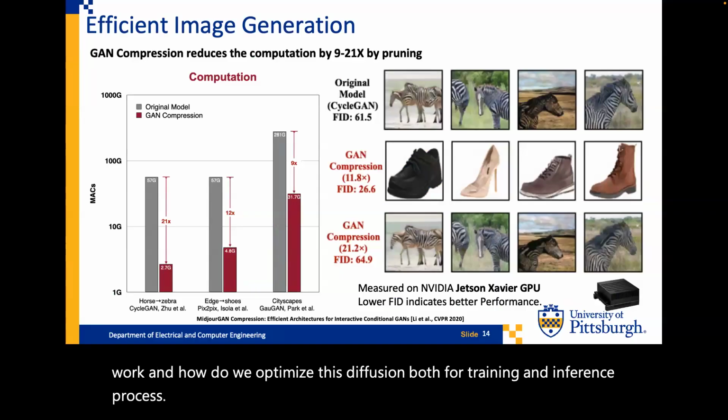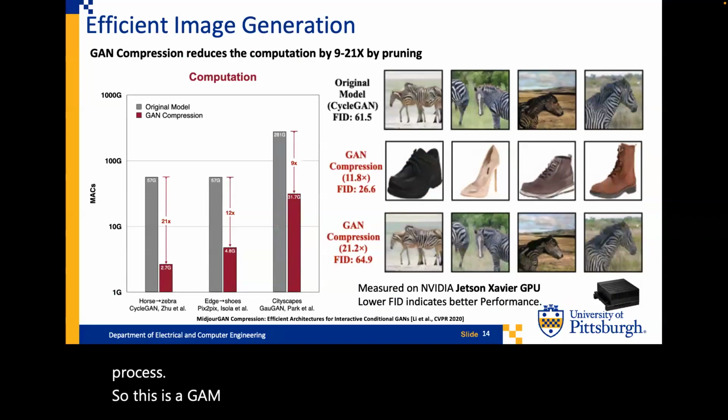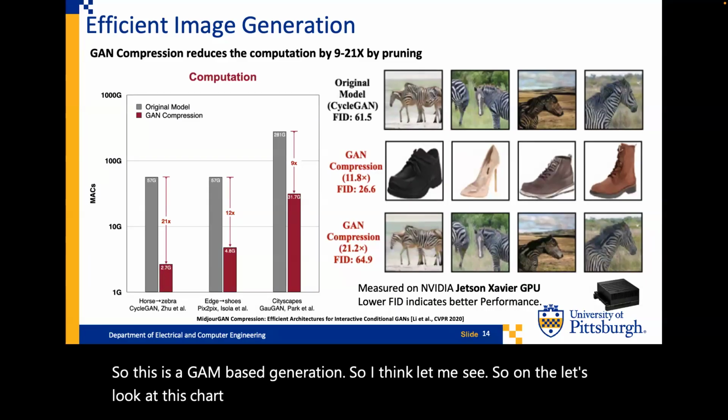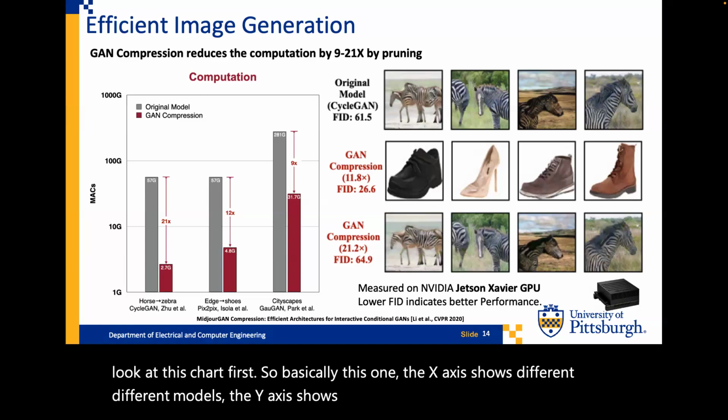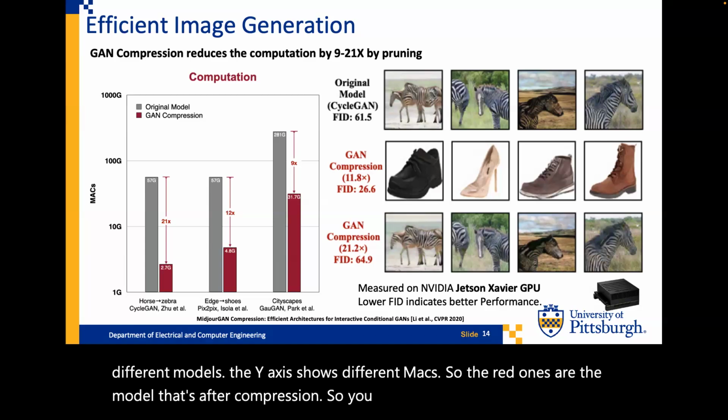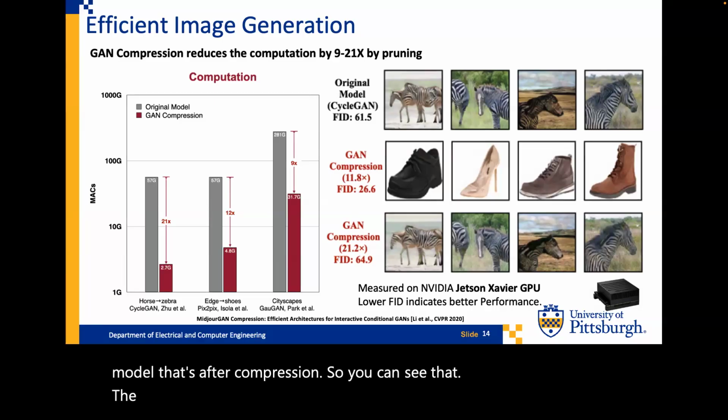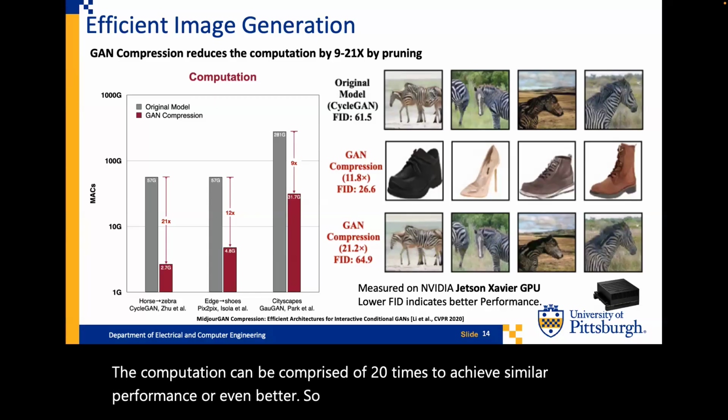So this is a GAN-based generation. I think, let me see. So let's look at this chart first. Basically, the x-axis shows different models, and the y-axis shows different max. The red ones are the models after compression. You can see that the computation can be compressed like 20 times to achieve similar performance or even better. So it's interesting, or even better performance.